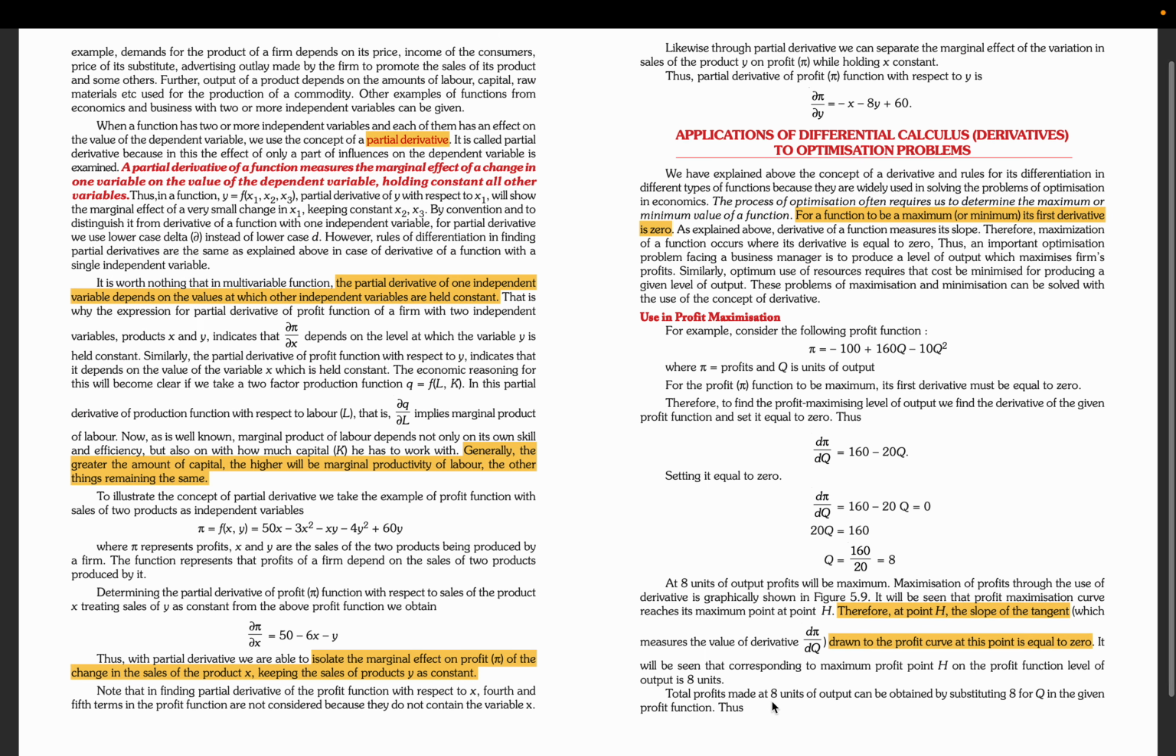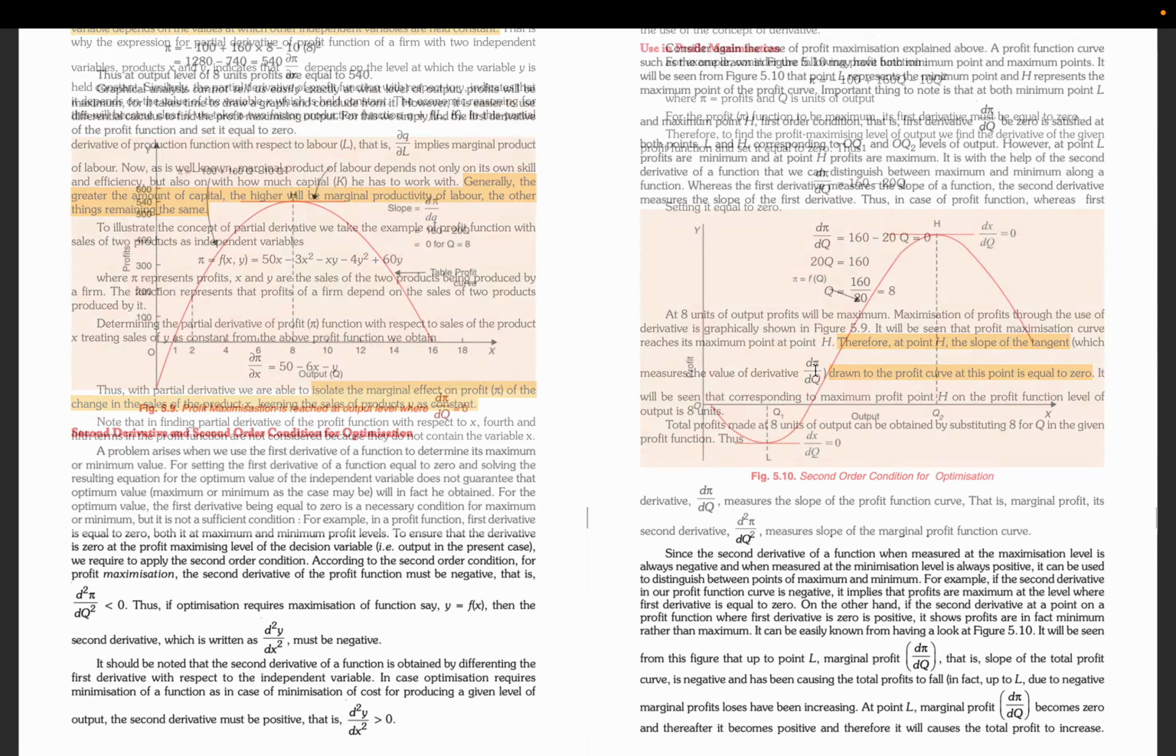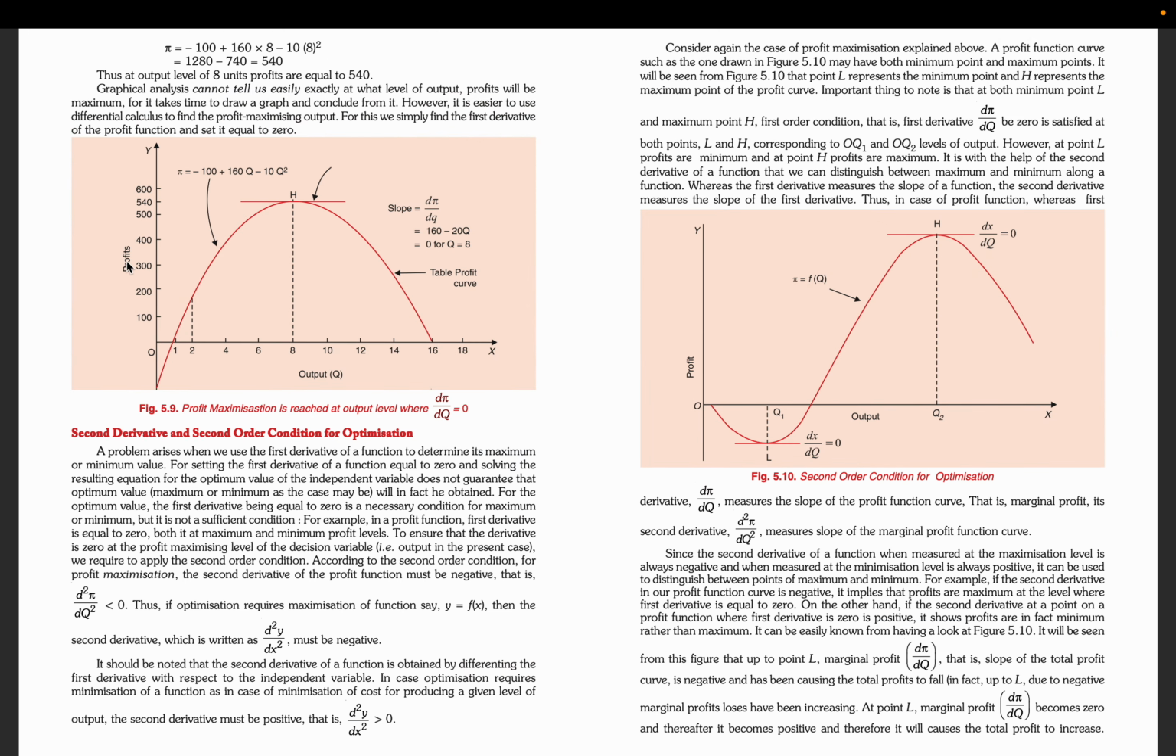Total profit made at 8 units of output can be obtained by substituting, so basically finding out the value of y, by substituting 8 for q in the given profit function. Basically, you will find the level of profit, which is plotted on the y-axis. You get 540 at this point. Okay, this point is 540.